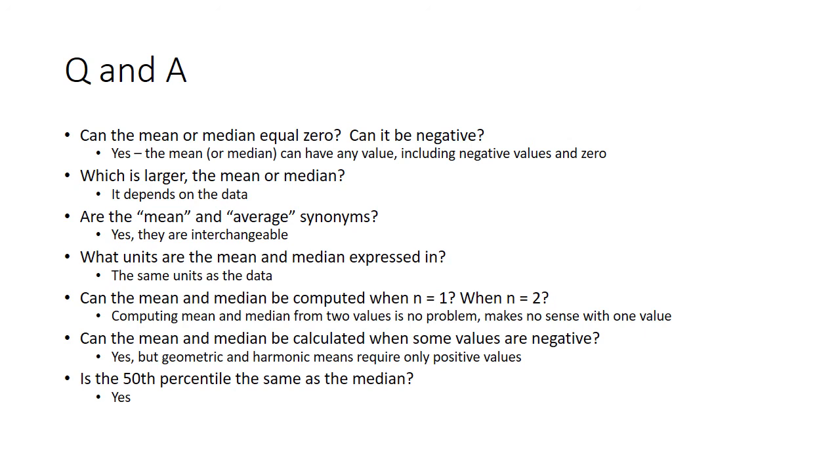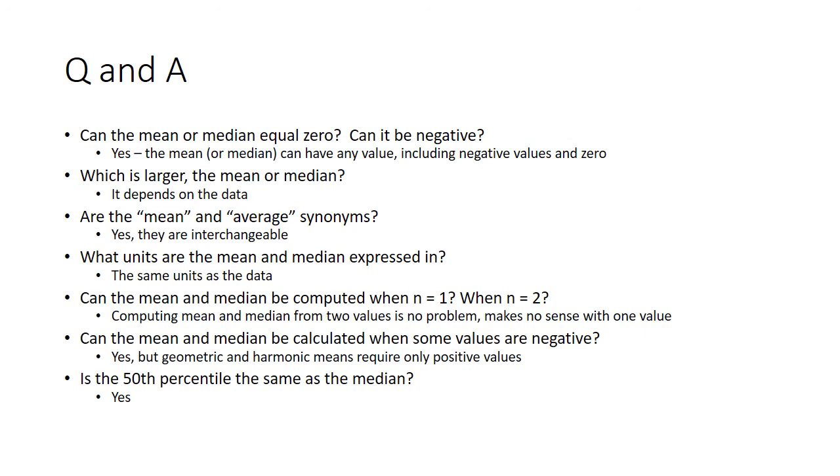Again, one of the things we can do to see if data is normally distributed is to compare mean and median together. If they're very close together, that usually means the data is pretty normally distributed, but it doesn't mean one has to be larger or smaller than the other. Mean and average are synonyms, they're interchangeable. The mean and the median should be in the same units as the data it's expressed in, whether it's millimeters of mercury, kilograms, whatever happens to be.